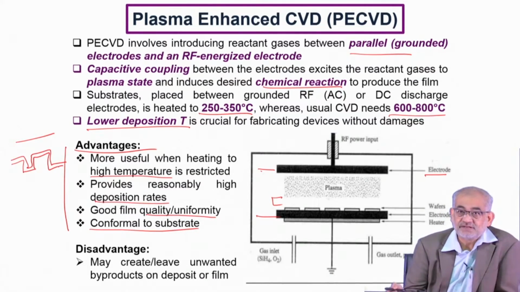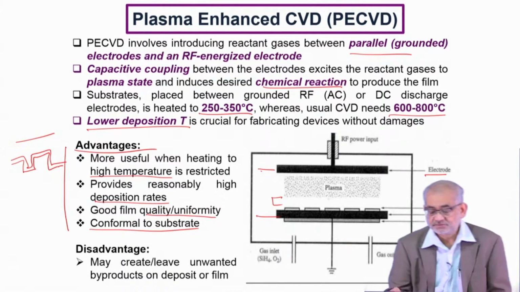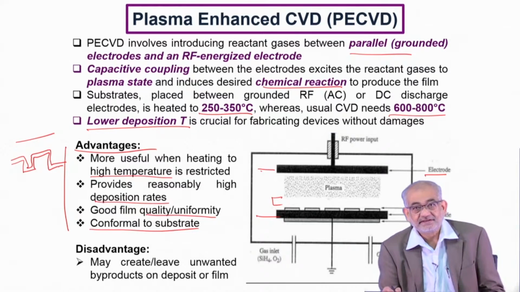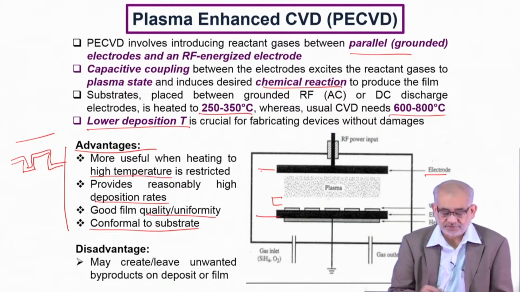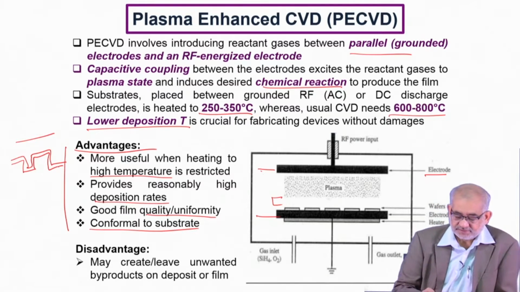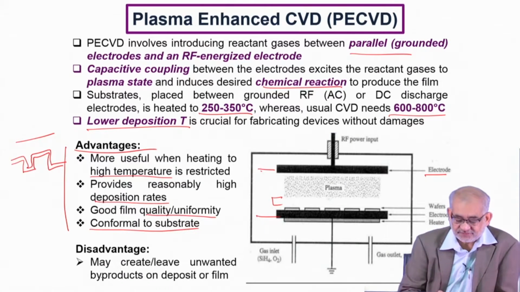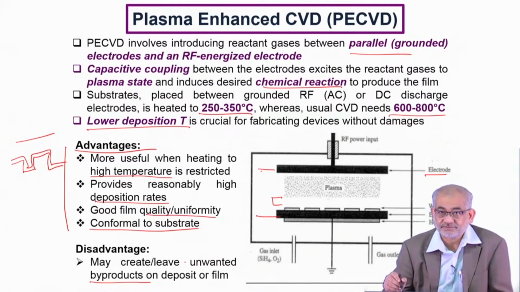Actually, the presence of plasma also helps to remove certain barrier layer, if at all it is present, in the form of some thin oxide or some other reaction products. But there are certain disadvantages. For example, there is possibility of producing certain byproducts, which may get deposited along with the film. The plasma produces certain chemical reactions.